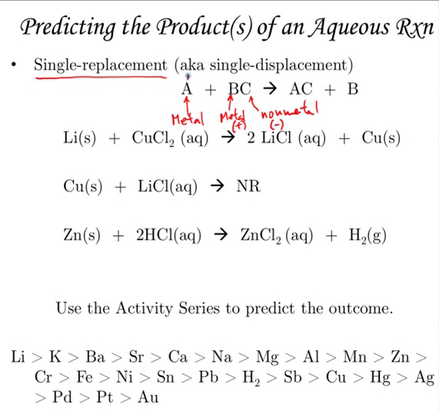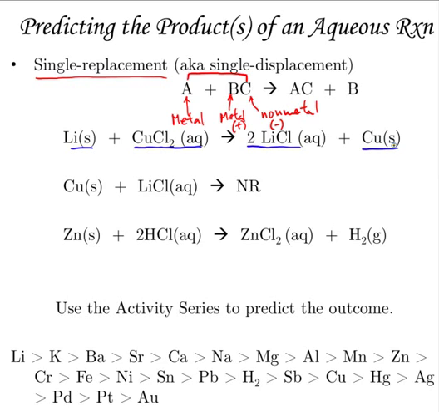You notice that A has come in and essentially displaced B from its bond with C. And so we go on to form AC plus B. So this is called a single replacement. Let's go ahead and look at a couple of examples. You take lithium metal and you react it with copper(II) chloride. Lithium is going to come in and knock out copper, and we form lithium chloride instead. And copper is going to also come out as copper solid.